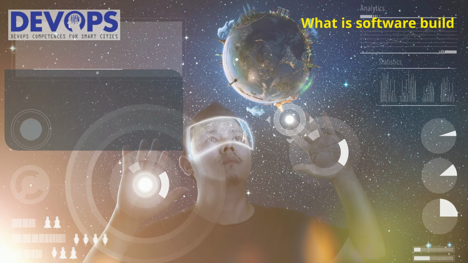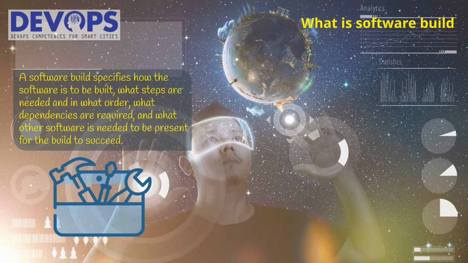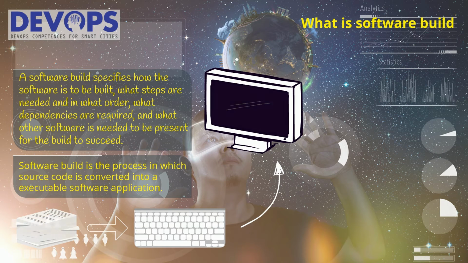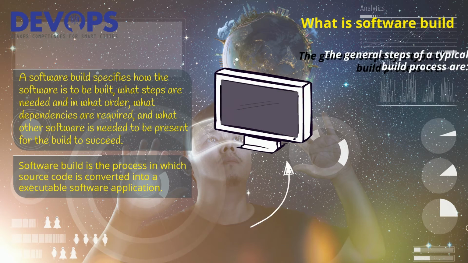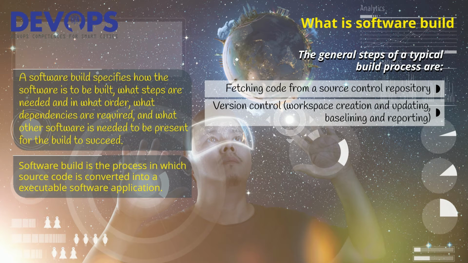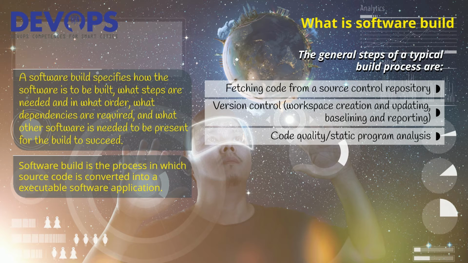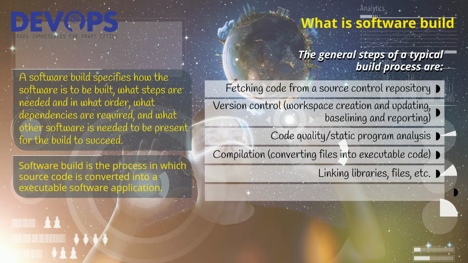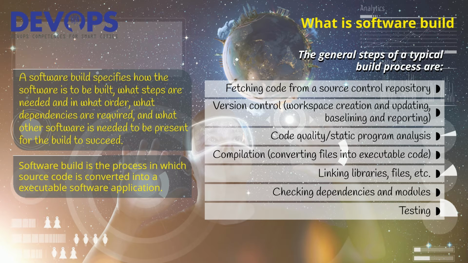What is software build? A software build specifies how the software is to be built, what steps are needed and in what order, what dependencies are required, and what other software is needed to be present for the build to succeed. Software build is the process in which source code is converted into an executable software application. The general steps of a typical build process are: fetching code from a source control repository, version control, workspace creation and updating, baselining and reporting, code quality, static program analysis, compilation, converting files into executable code, linking libraries, files, etc., checking dependencies and modules, testing.